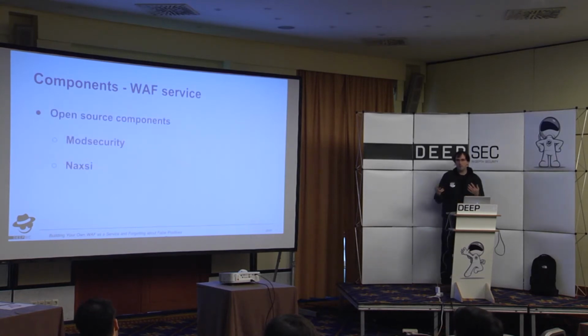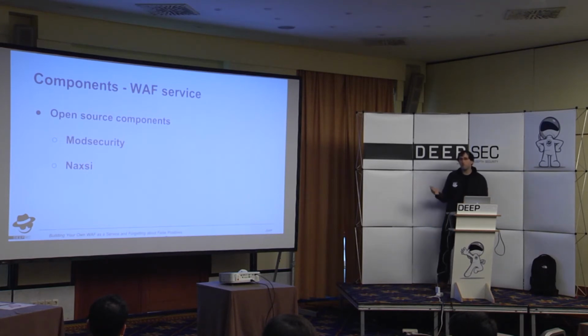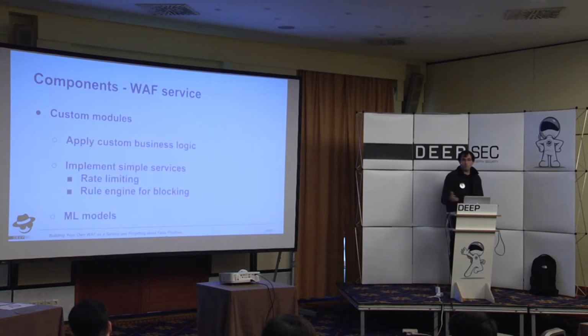I will explain a bit what I mean by different components. Let's say you have your WAF API, and you want to start adding some normal web application controls from open source components. There are two very common open source web application firewalls, which are Naxsi and ModSecurity. In this case, I'm using ModSecurity, but you can pick one of those, or both.